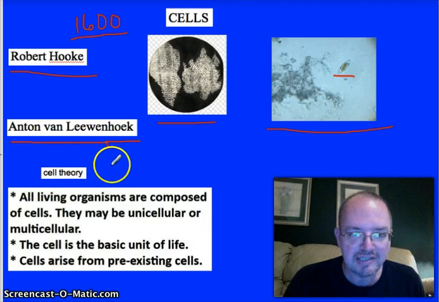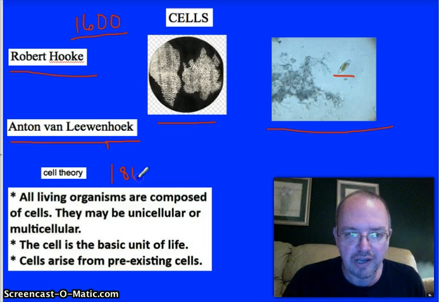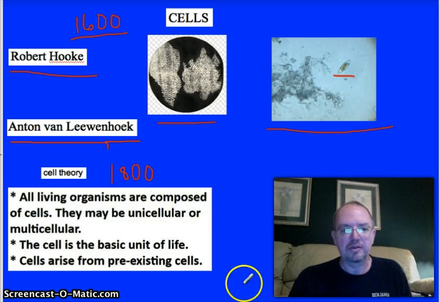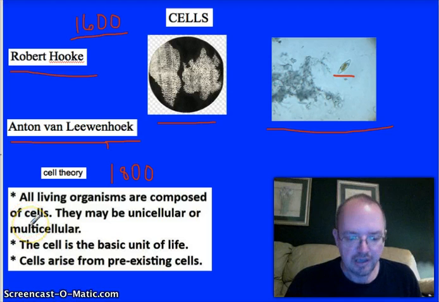By the time the cell theory actually came about, it was the 1800s. In fact, if I'm remembering correctly, it's about the 1830s or so. It was German scientists who ended up coming up with this cell theory.